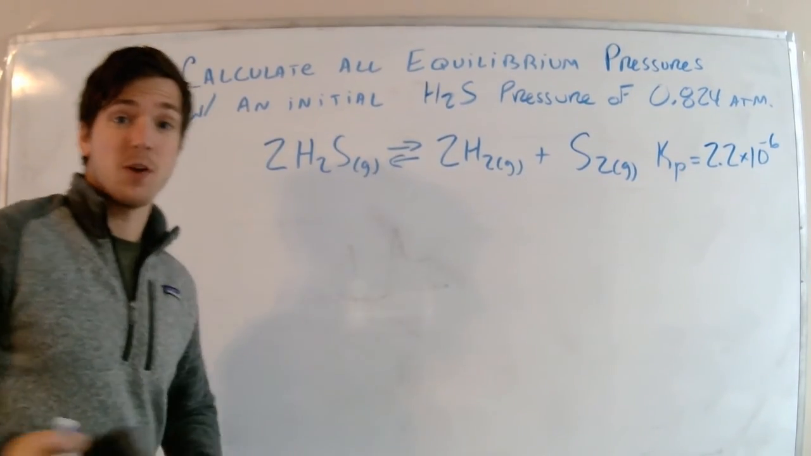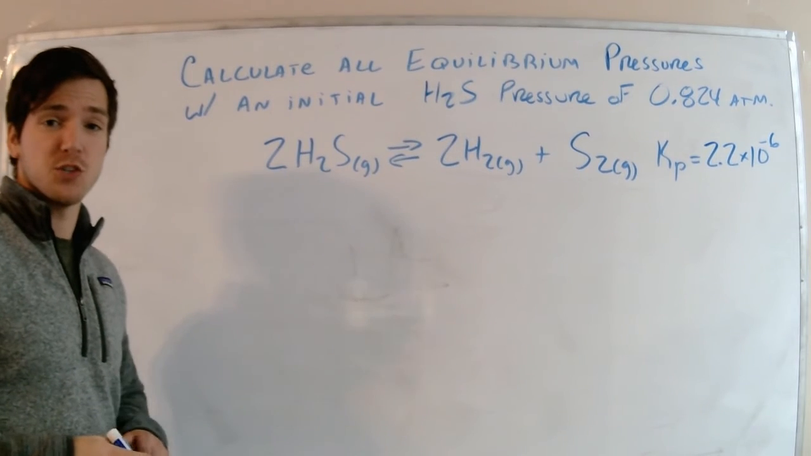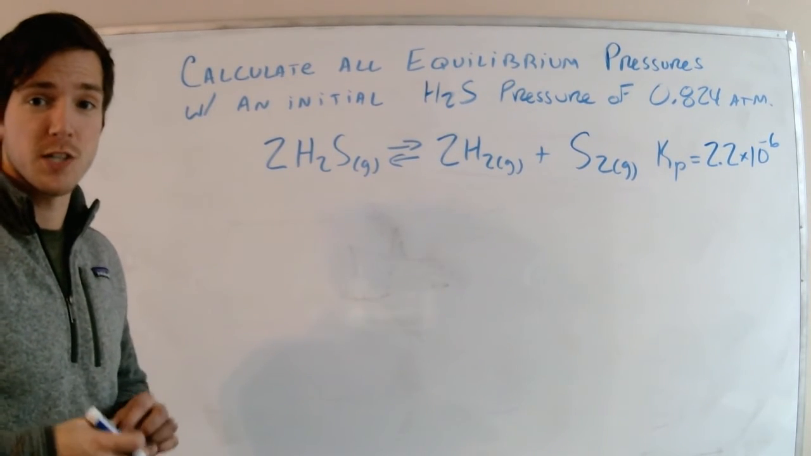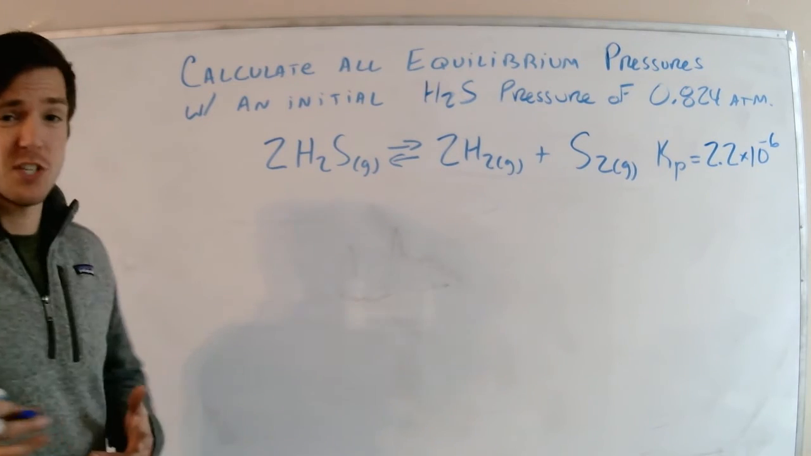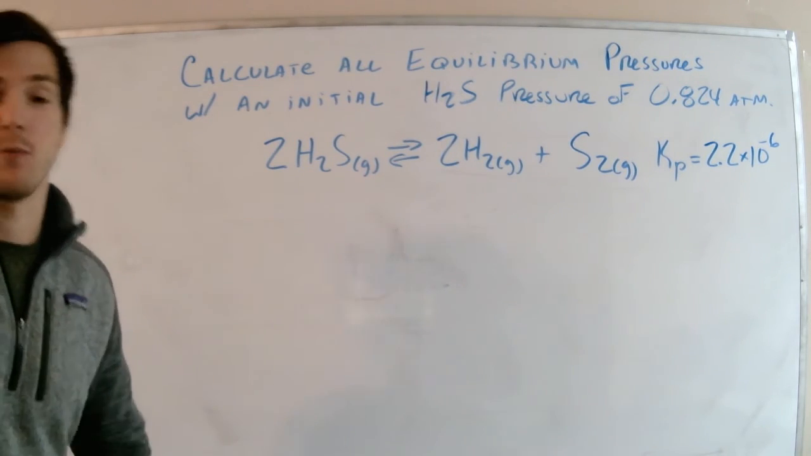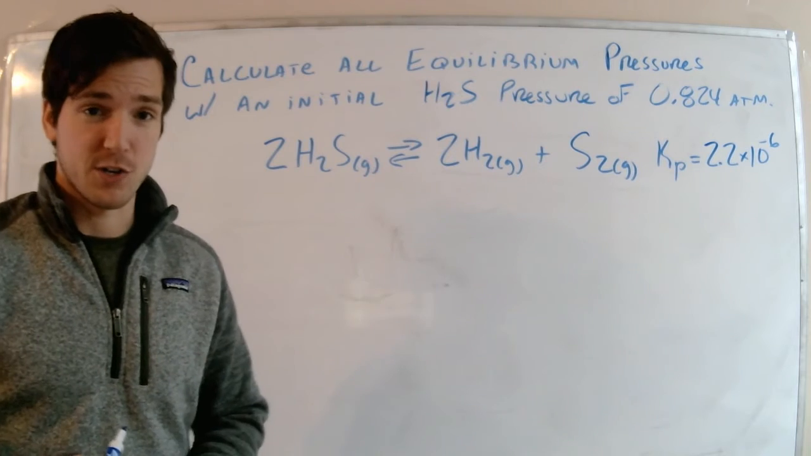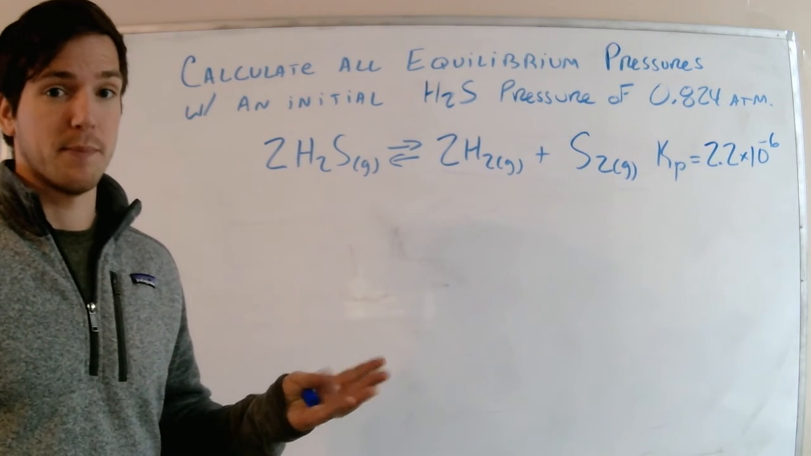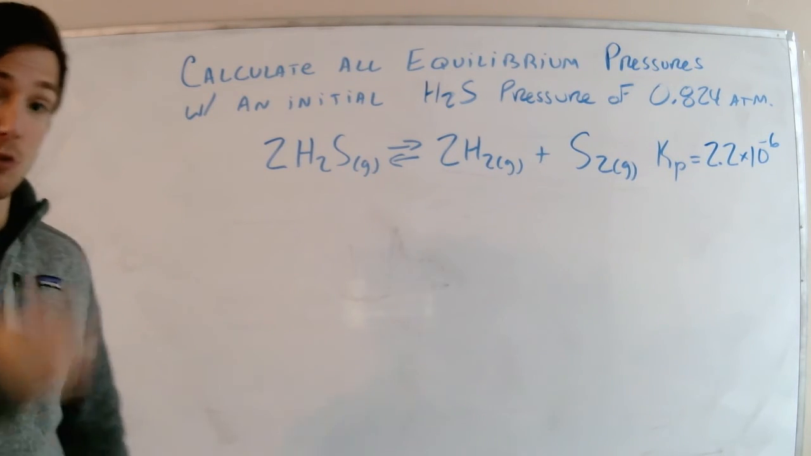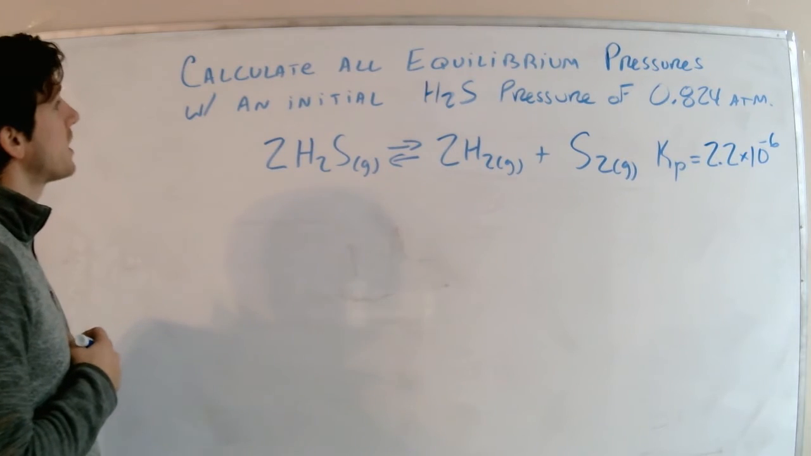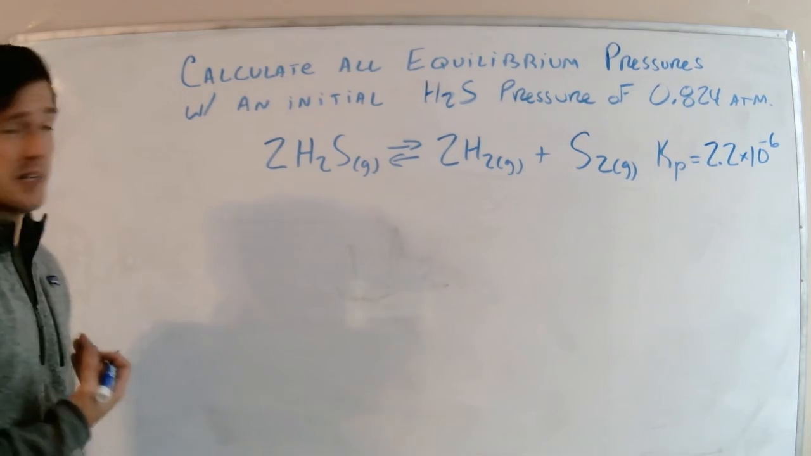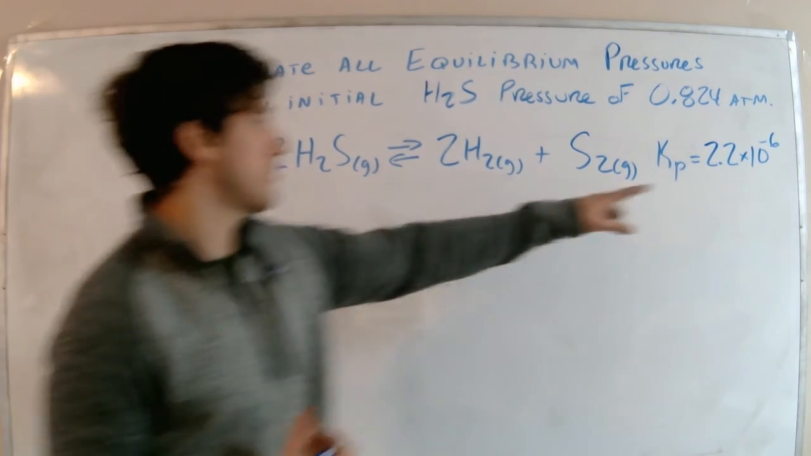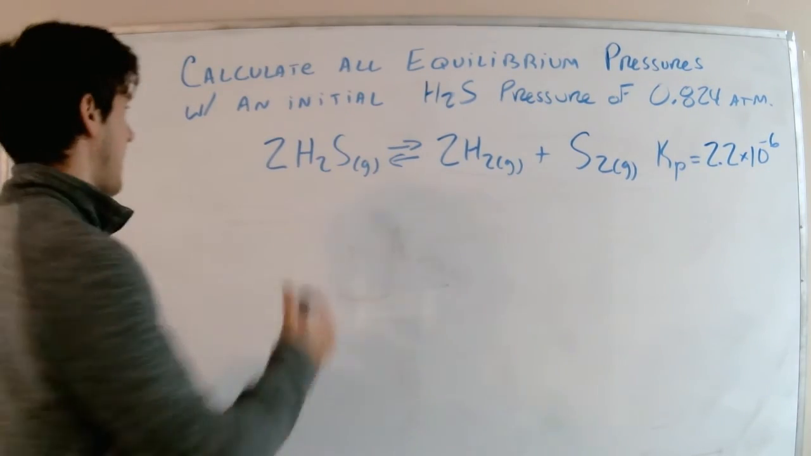All right, last one. Calculate all equilibrium pressures with an initial H2S pressure of 0.824 atm. And you might be thinking pressures, and then you might remember, oh yeah, right, we can use concentration or pressure for this equilibrium chapter. So here I just switched it up and threw a pressure at you. So I'm looking at this, they want me to calculate all equilibrium pressures. They don't give me anything but initial concentration and a Kp over here, so I better be using an ICE table.